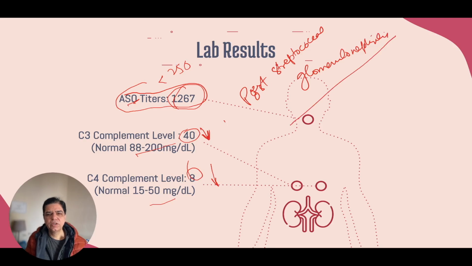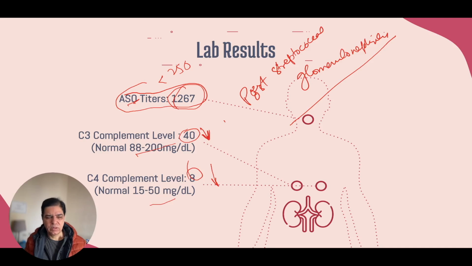So this 13-year-old child is suffering from what? Post-streptococcal glomerulonephritis caused by a streptococcal skin infection. Sometimes the ASO titers might be normal. If that is normal, then later on you have to do the anti-DNase B test as well.